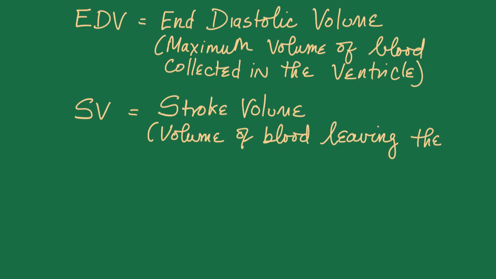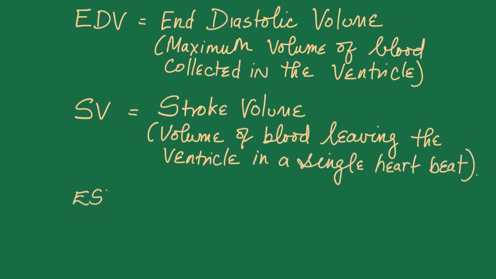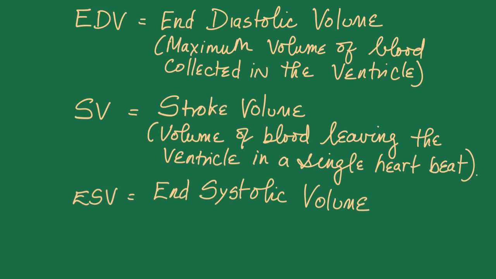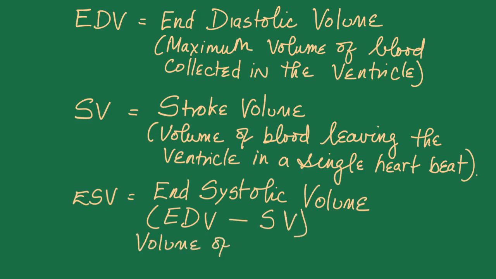So here we have it. Stroke volume is the volume of blood leaving the ventricle during a single heartbeat. ESV, end systolic volume. This is the blood that remains. You gathered a bunch of blood, you ejected it, whatever remains is ESV. So ESV is basically EDV minus SV. So this is the volume of blood remaining in the ventricle after ventricular ejection.